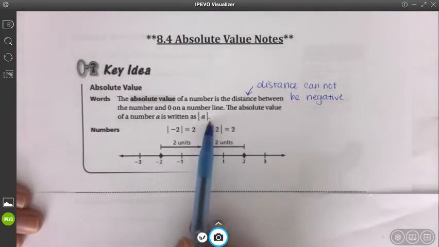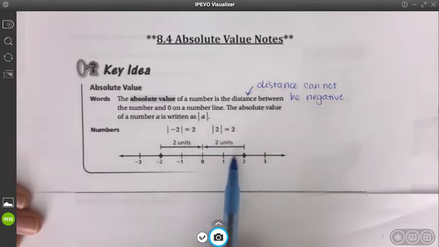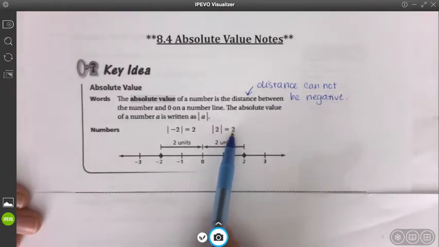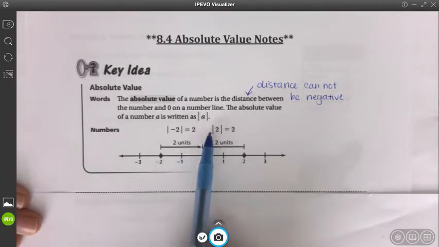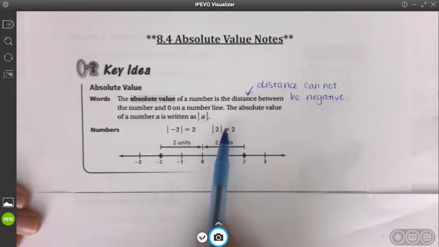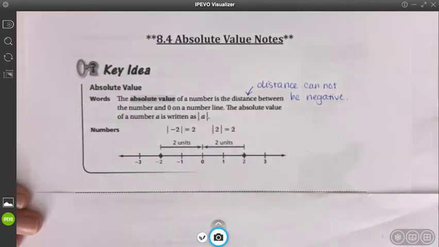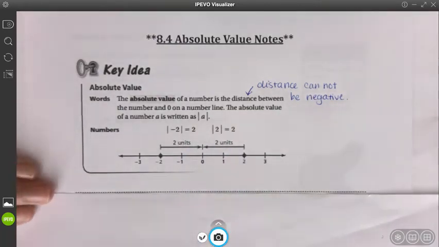Same thing here. Again, think of this as an operation. We are going to find the absolute value of 2. So here's 2. 2 is 2 units from 0. So the distance is 2. The absolute value is 2. Notice that even though these are two different problems, they equal the same answer because both of these numbers are the same distance from 0. And again, distance cannot be a negative number.